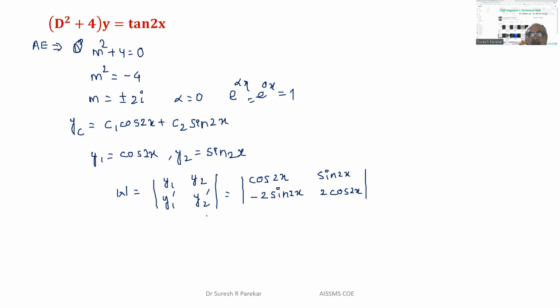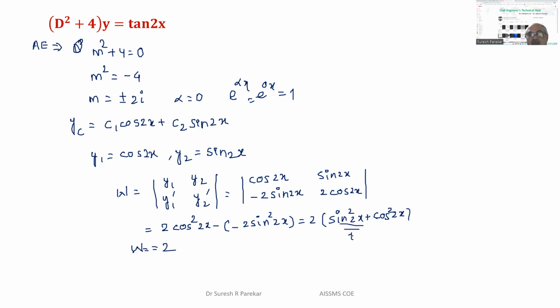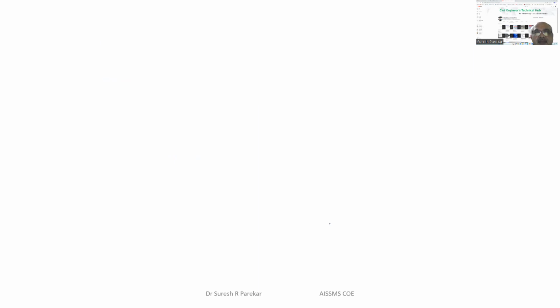And then we will cross multiply. Then we have 2 cos square 2x minus 2 sin square 2x. And then we can take 2 common, and from this we will get sin square 2x plus cos square 2x. And we know sin square 2x plus cos square 2x is equal to 1, so the value of W is equal to 2. Now we will find the value of U.